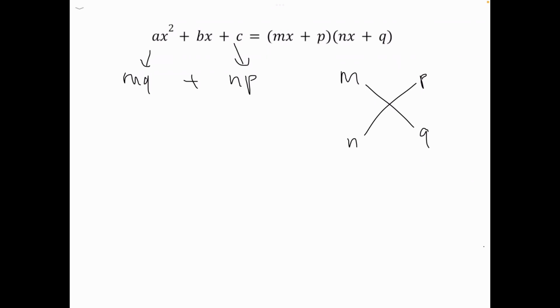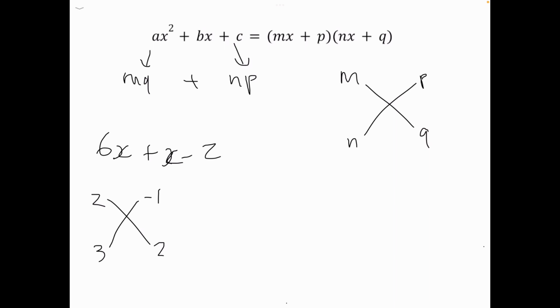Now let's look at an example. So say we have 6x squared plus x minus 2. Now you'll ask yourselves, what times what is 6? So 2 times 3 is 6. And what times what is negative 2? Negative 1 times 2 is negative 2.